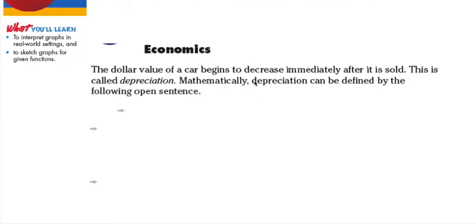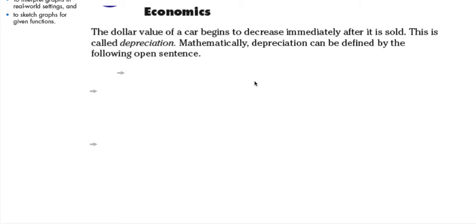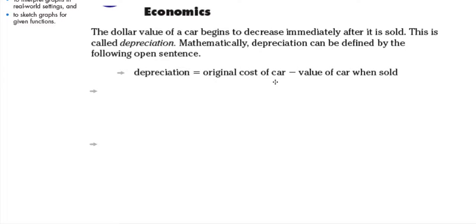The dollar value of a car begins to decrease immediately after it's sold. Meaning, as you take it out of the sales lot, the value of the car immediately decreases. This is called depreciation. Mathematically, depreciation can be defined by the following open sentence: depreciation is equal to the original cost of the car minus the value of the car when sold. Again, this is an open sentence because you have a few variables here that we don't know: the original cost of the car and the value of the car when sold.